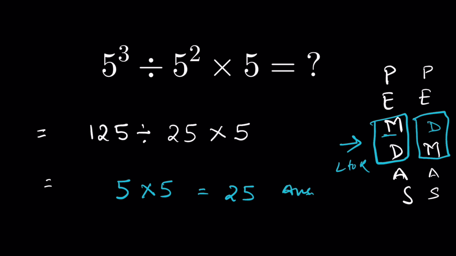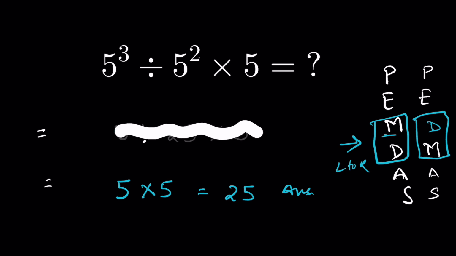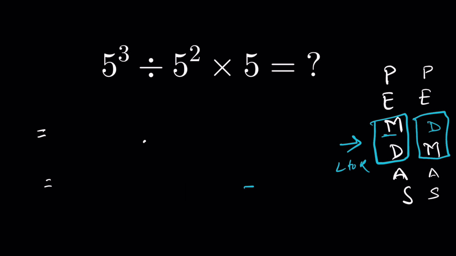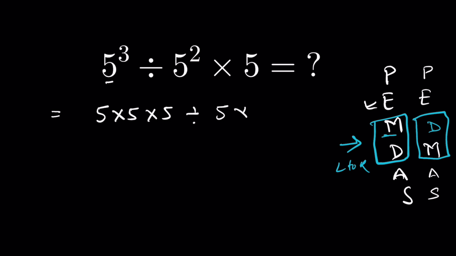But we were able to solve this because the exponents are small numbers. What if we have bigger exponents and we cannot simply get the product? How do we solve it then? What if you expand the exponent and then try to solve it? So 5 cube is 5 times 5 times 5, then divided by 5 times 5 and then times 5. So we can expand it like this.